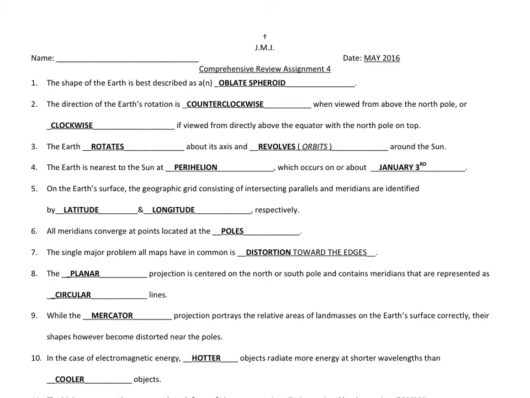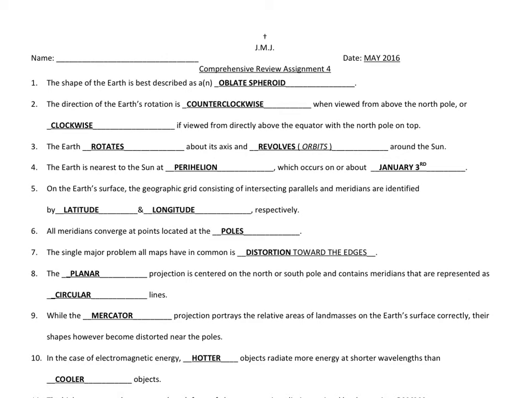On the Earth's surface, the geographic grid consisting of intersecting parallels and meridians are identified by latitude and longitude, respectively. So latitude are going to be the parallel lines. We start with 0 for the equator and work all the way up to 90 north or 90 south. And then longitude are those intersecting meridians that all meet up at the poles, which brings up the next question. All meridians converge at points located at the poles.